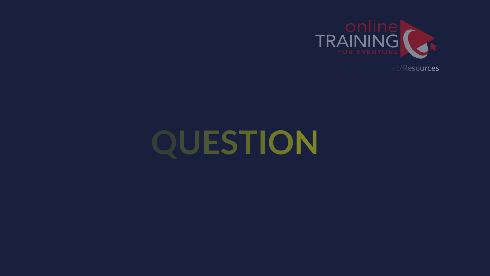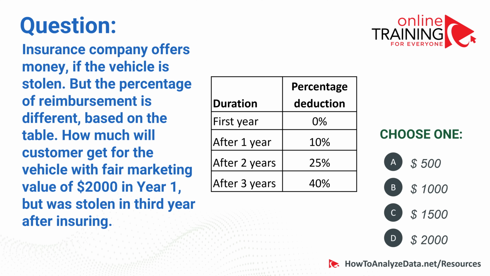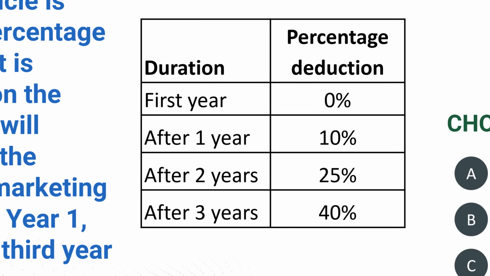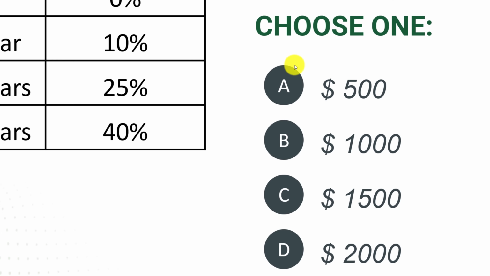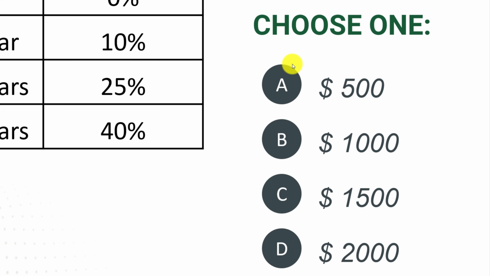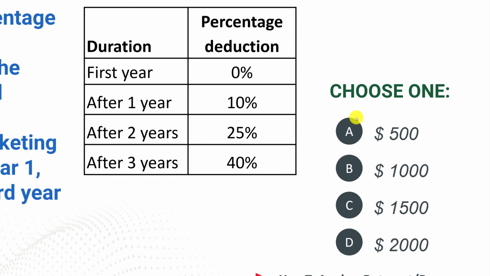Let's look at the question which is frequently used when you're applying for jobs with financial companies. Insurance company offers money if the vehicle is stolen, but the percentage of reimbursement is different based on a table. How much will customer get for the vehicle with fair market value of $2,000 in year 1, but was stolen in the 3rd year after insuring? You have a table, and it shows that percentage deduction in 1st year there is no deduction. After 1 year, there is a 10% deduction. After 2 years, 25%. And after 3 years, 40%. And you have 4 choices: $500, $1,000, $1,500, and $2,000. Which one do you think is the right choice here?